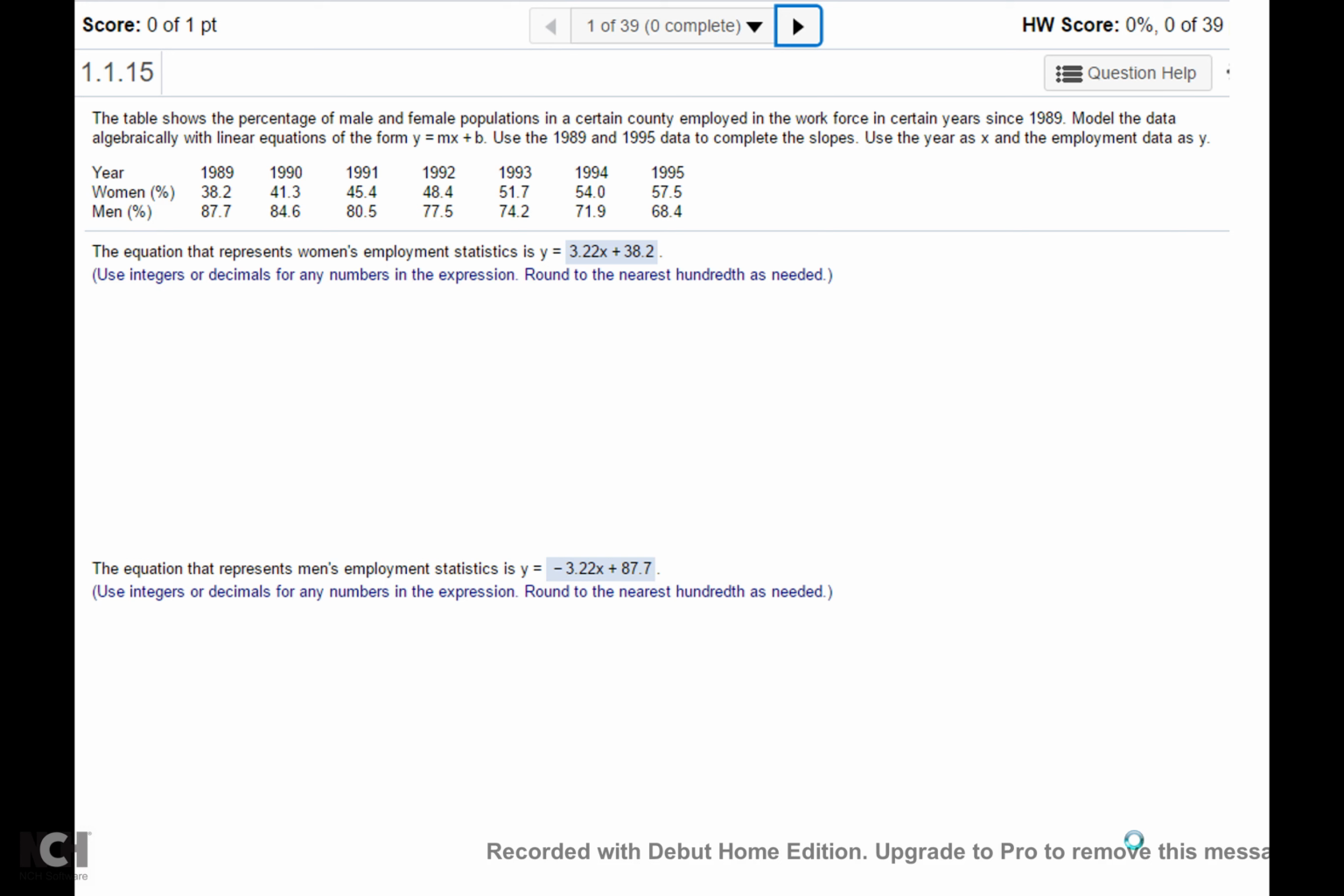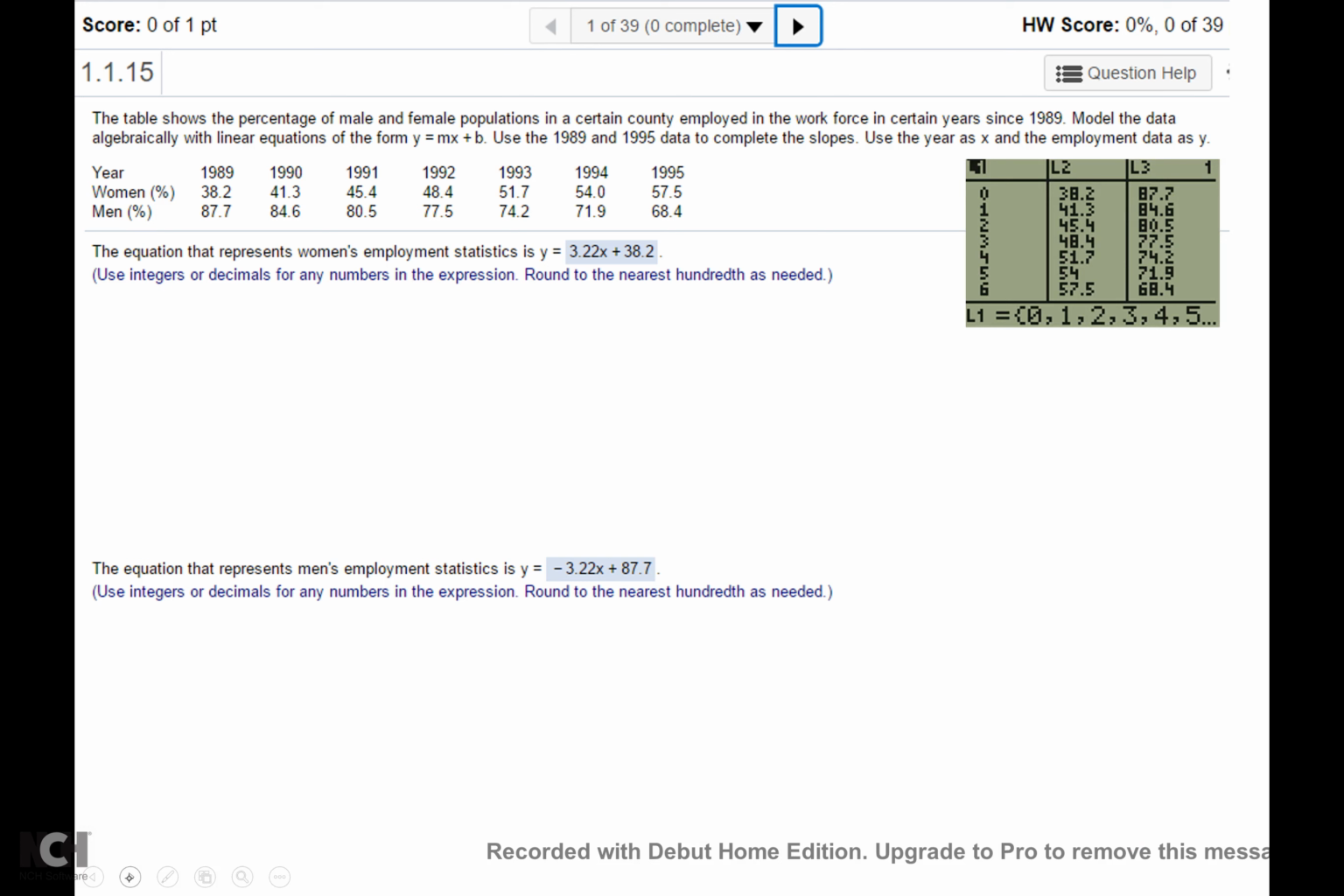What's going to happen is I did this with the graphing calculator. I went to stat and I entered the years since 1989, so this would be 0, 1, 2, 3, 4, 5, 6. So there are my x values. My women data are going to be my L2 values, so I typed those in for L2, and my men data I typed in for L3.